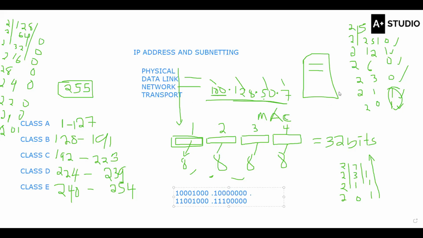Okay, so we have our IP address in bits. Okay, so let's take it right from the class A IP address. Okay, so class A IP address ranges from, let me clean this.